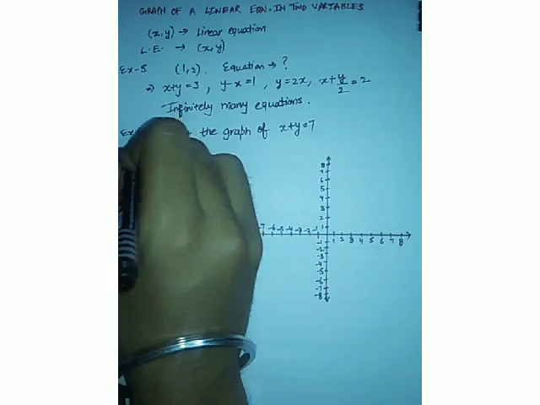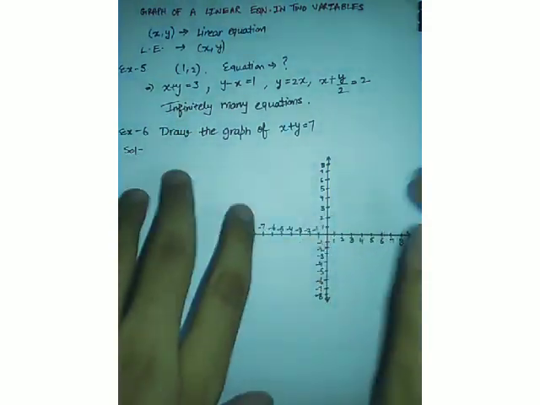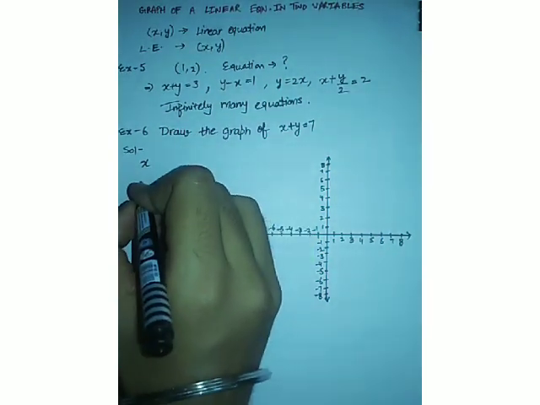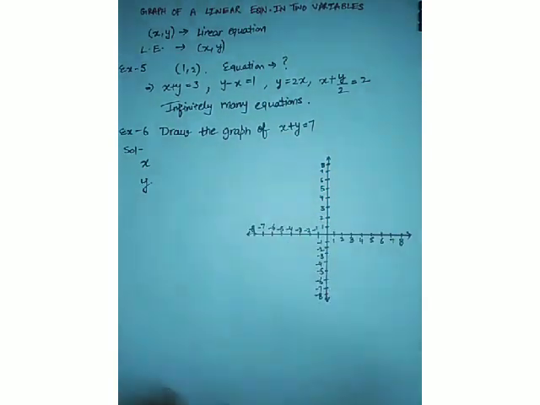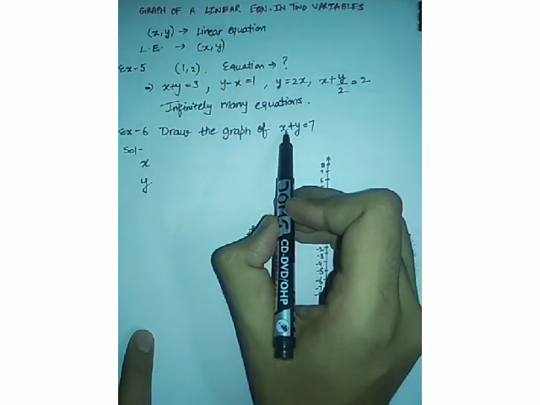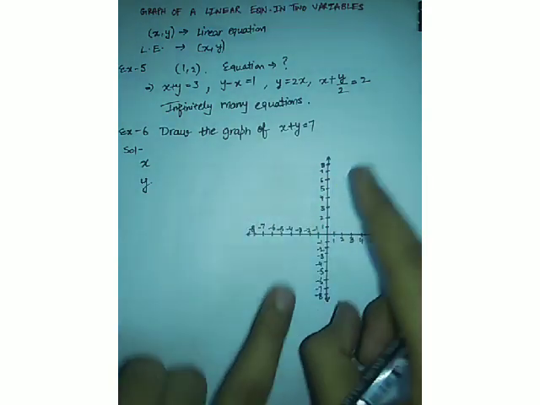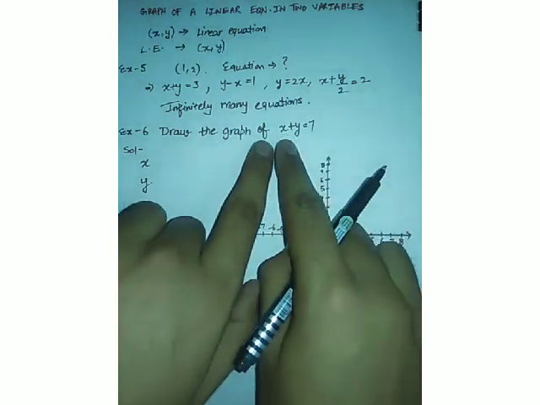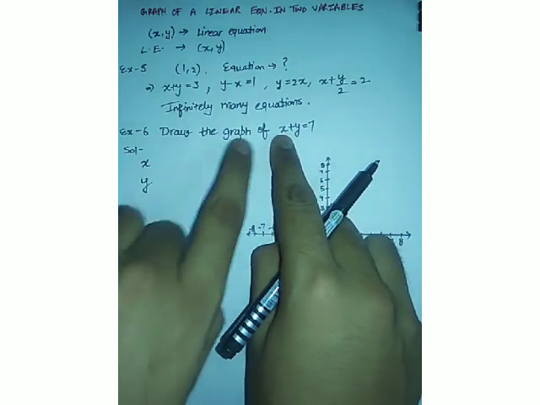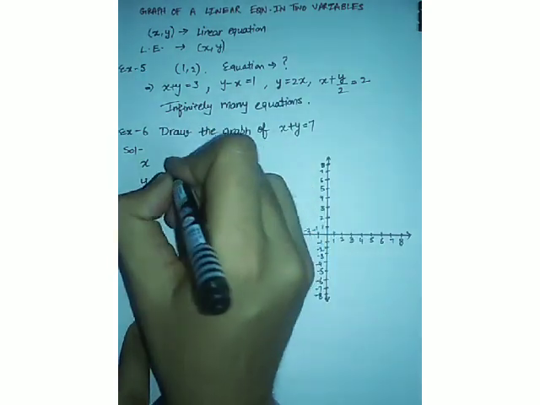Firstly, just make a kind of table. It's not compulsory, but for your ease, make a table. In the first column you have to write x, and in the second column you have to write y. Now put x is equal to 0. The first point of every equation can be found by putting one variable equal to 0 and getting the value of the other. So put x is equal to 0.